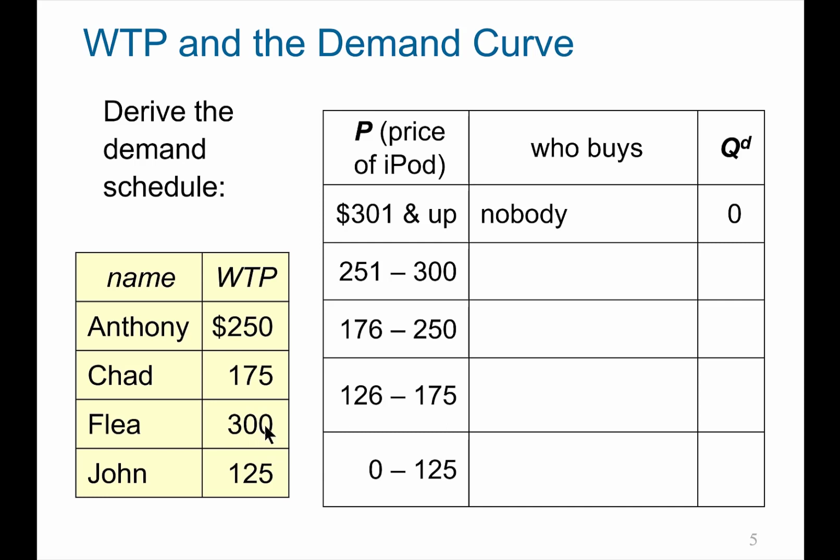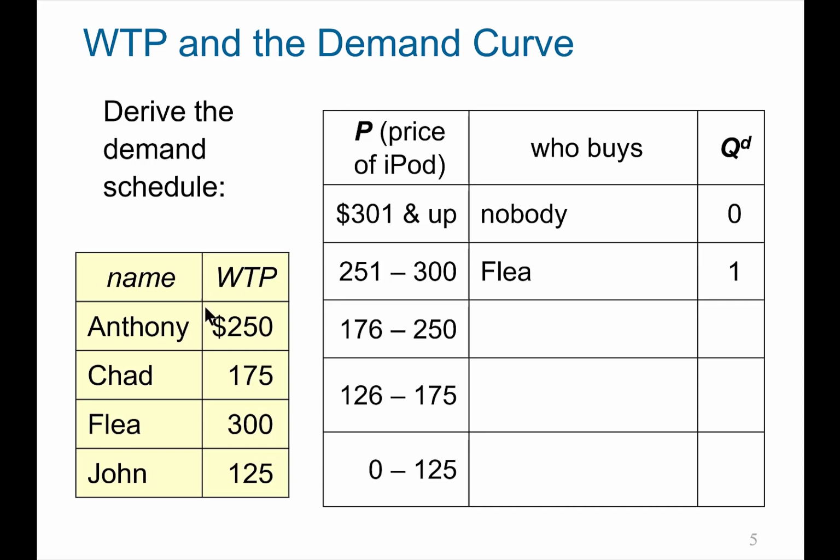Technically, Flea would be indifferent, and I'll actually show you that indifference in a bit. But if it's lower than 300 or at 300, he wouldn't say no. At 300, he'd be like, eh. But whatever, just assume he gets it. So quantity demanded would be 1.